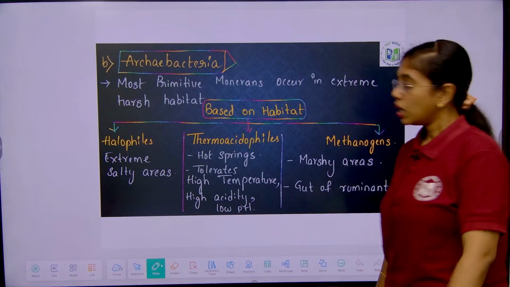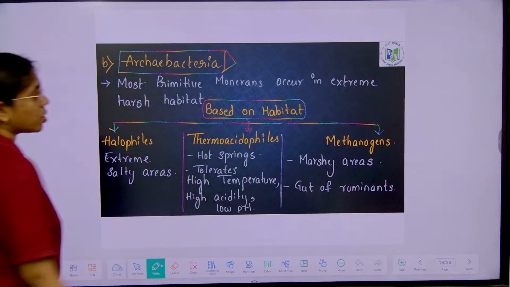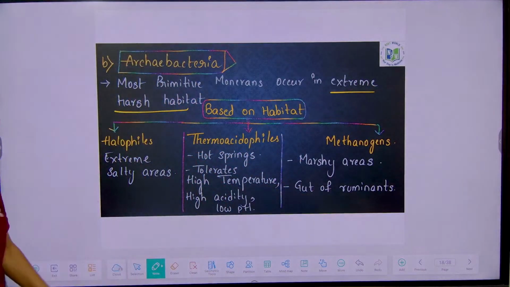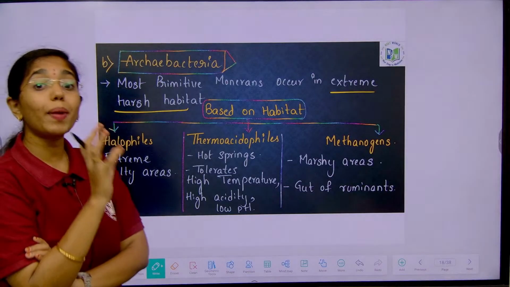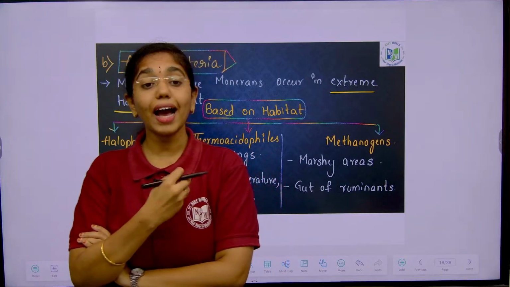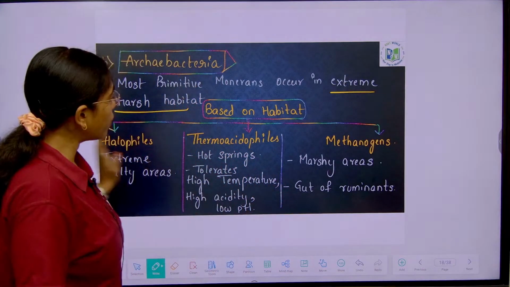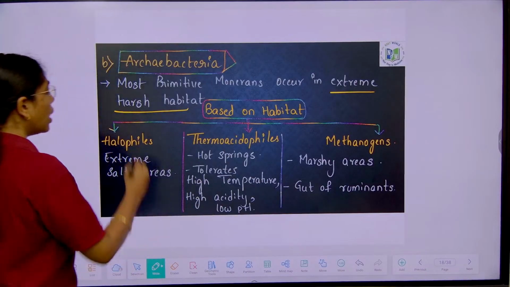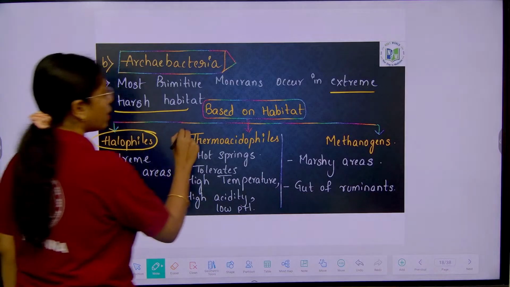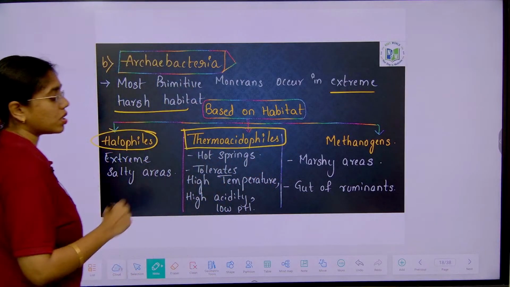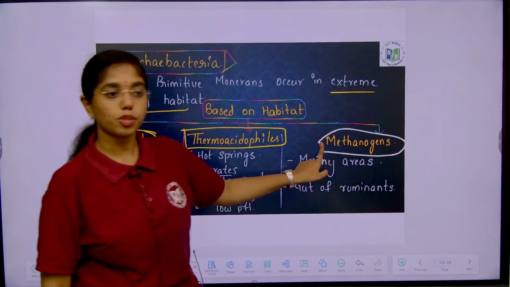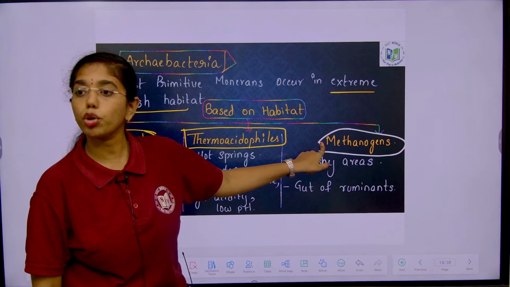Archaebacteria. These are the most primitive monerans. They occur in extreme harsh habitats because of branched chain lipids that are present in the cell membrane. They can tolerate the highest temperatures. Any adverse temperatures they can survive. They can be halophiles in extreme salty areas. They can survive in thermoacidophilic regions in hot springs. They can also survive in marshy areas as methanogens in the gut of ruminants.